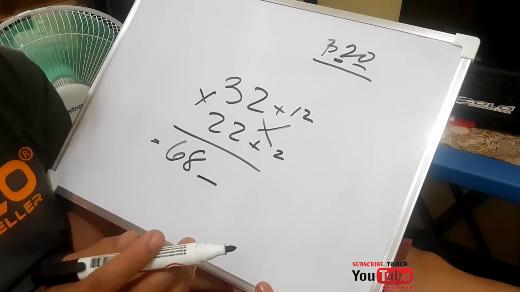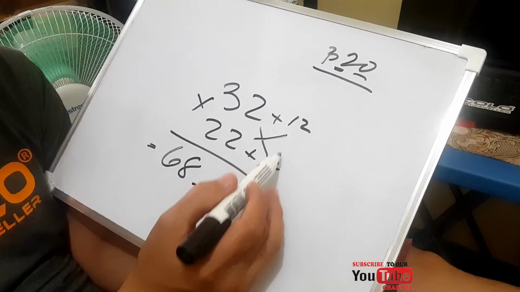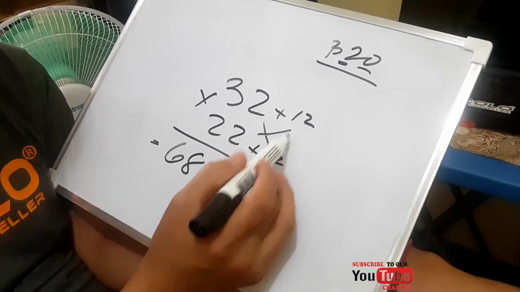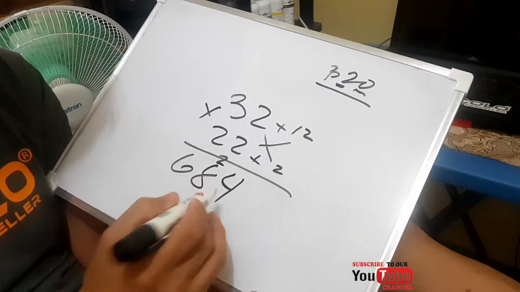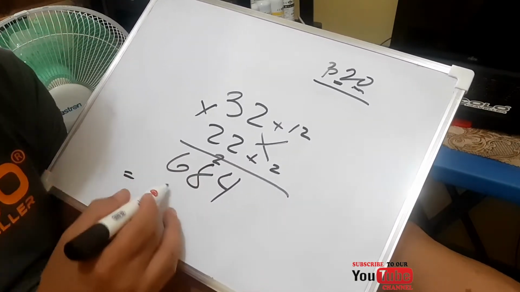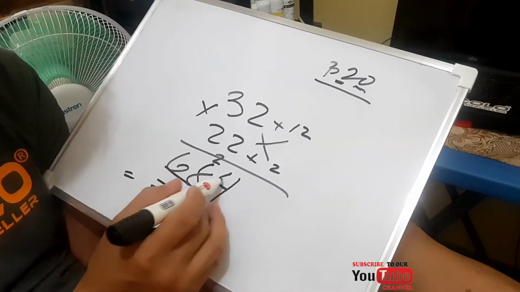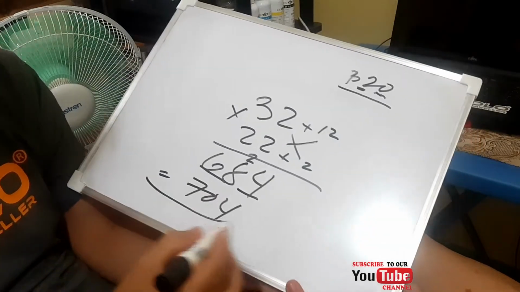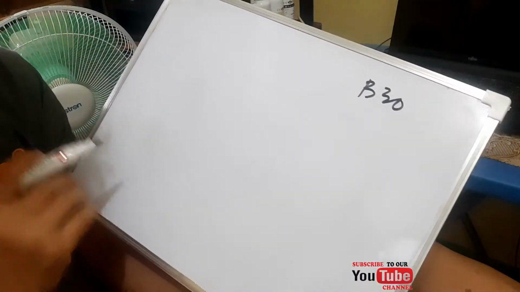Then we have to find the last and final digit of our answer. All you have to do is multiply this together. 2 times 12, 24. So your answer is 68,704. With 68 plus 2, 70, and 4 is 30. Now we are in base 30.